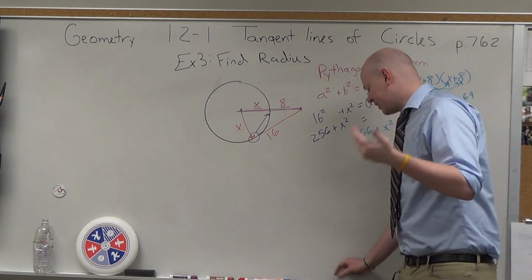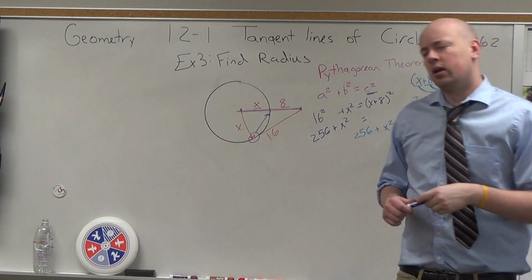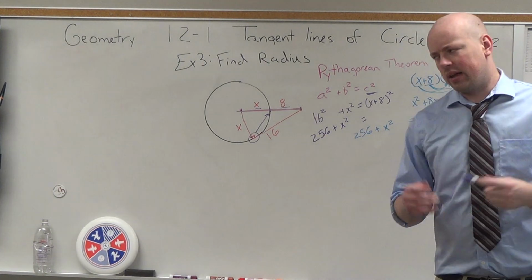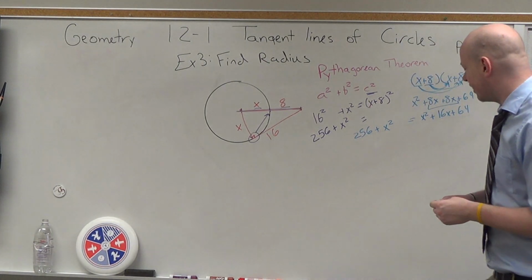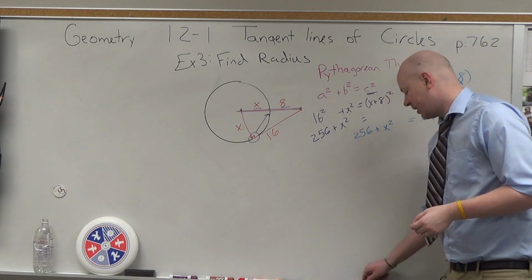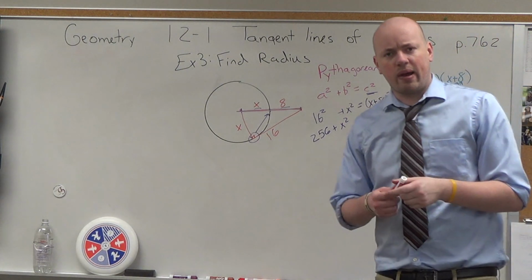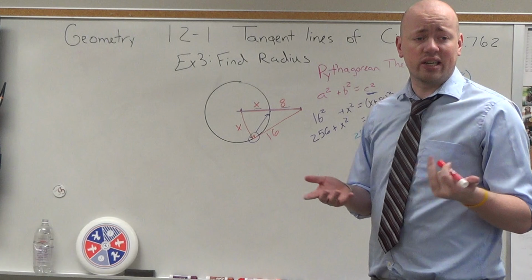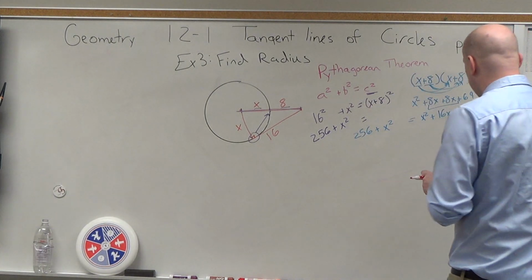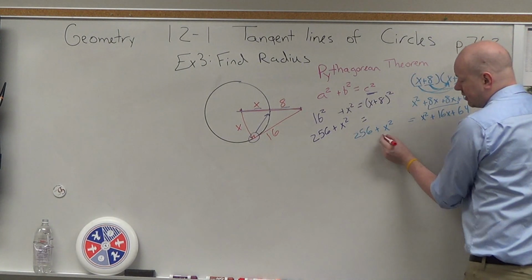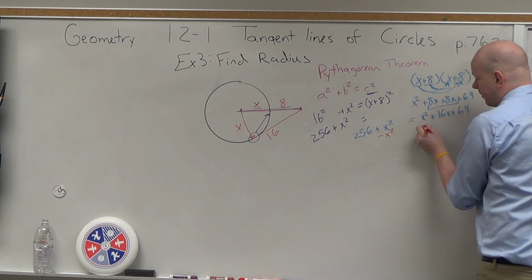Now you may be saying, Mr. Lane, we haven't really gotten anywhere yet. That just seems like a whole bunch of mess, and doesn't seem like anything really worked out yet. And that's true, but if we do some algebra and just simplifying and combining like terms, we should be right there. So I got an x squared in both of them, so I can subtract x squared from both sides.